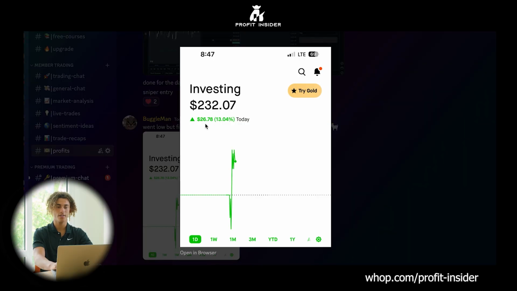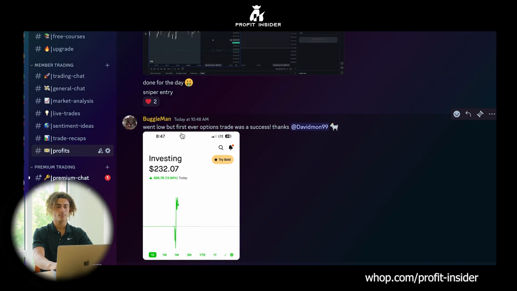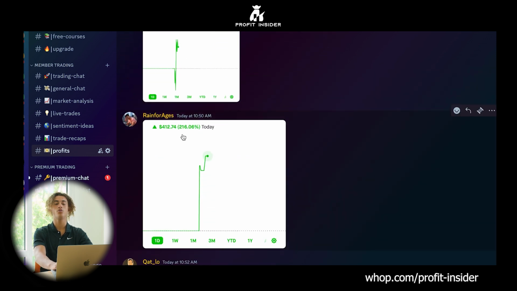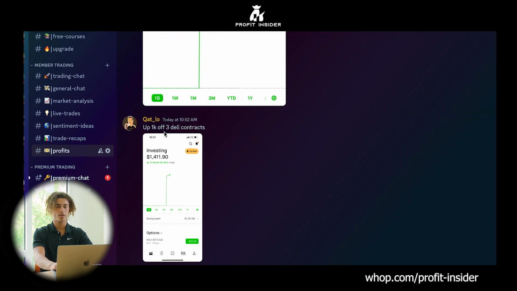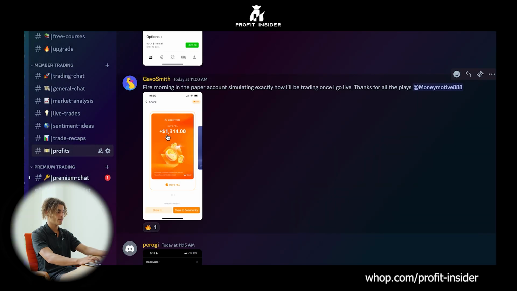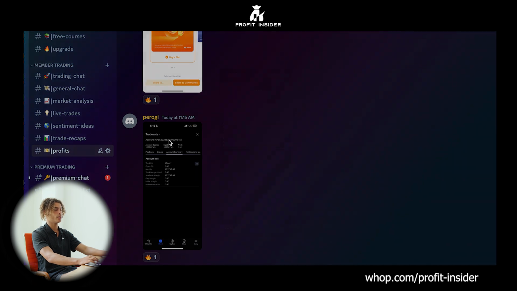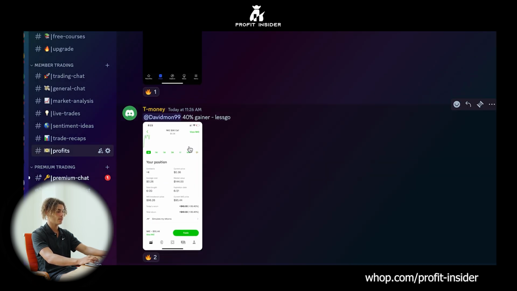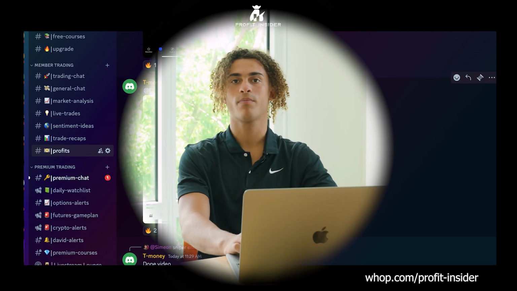First ever options trade, $26 profit for Buggleman. That's awesome. Rain for Ages grew his account by 216% just today, making $412 in profit. My man Quatlow made $1,000 off of 3 DELL contracts. So Gavo Smith made $1,300. Pierogi ends the day with $1,700 profit. Very, very nice. T-Money, $40. So that's what we do.